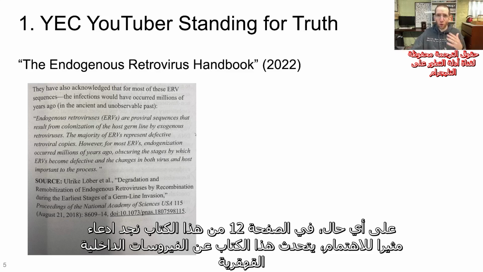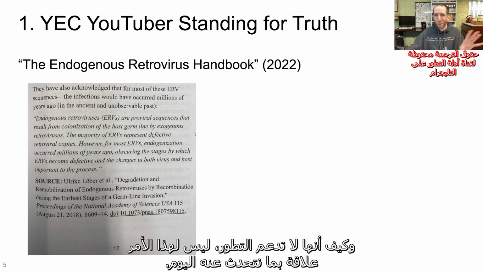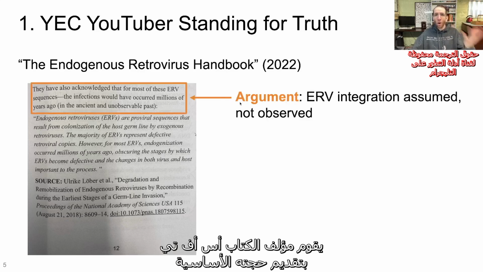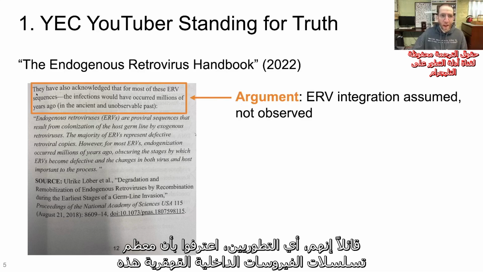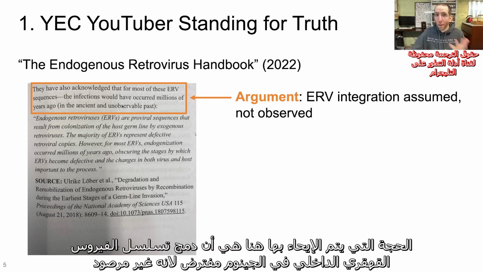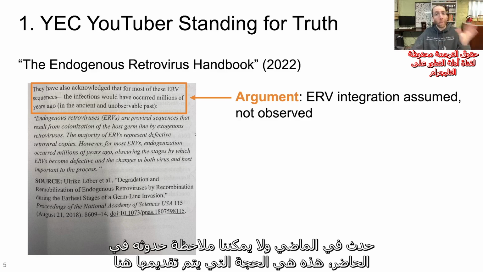This book is all about endogenous retroviruses and how they don't actually support evolution. It doesn't matter for what we're talking about today. This is a small excerpt from page 12. We have a line right here where the author, SFT, basically makes this argument. Say they have acknowledged, they being evolutionists, that for most of these ERV sequences, the infections would have occurred millions of years ago in the ancient and unobservable past. The argument being implied here is that ERV integration into the genome is assumed because it's not observed. It happened in the past. We can't observe it happening in the present. Right? That's the argument that's being made here.